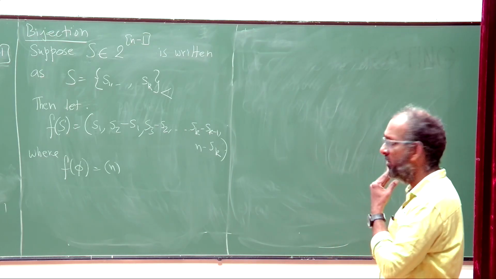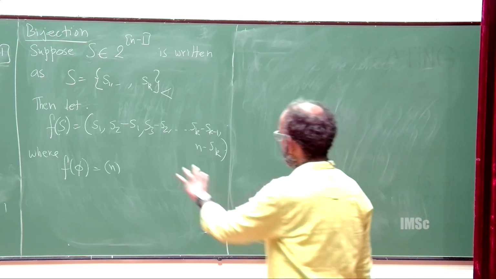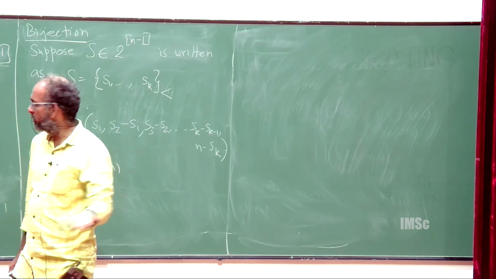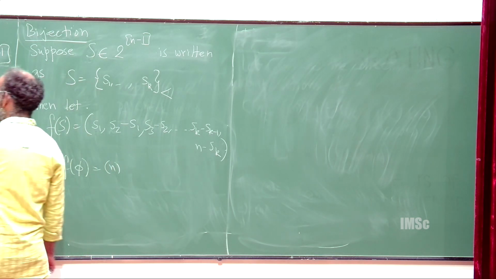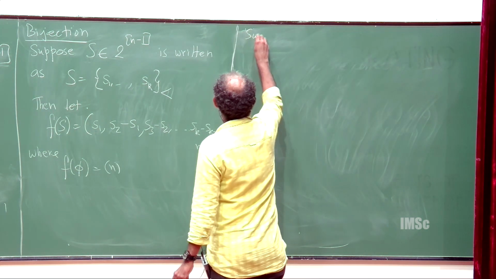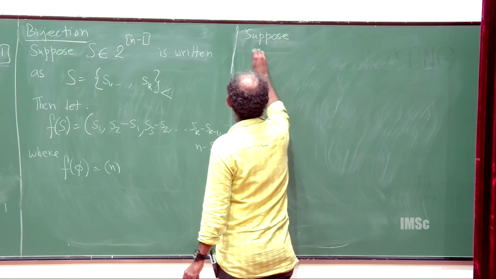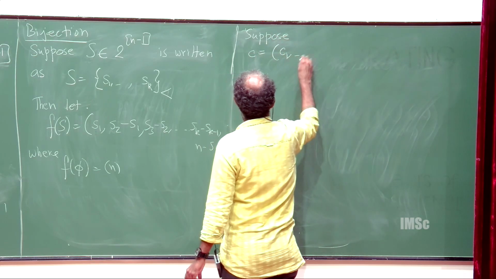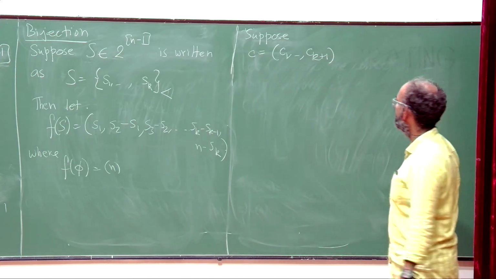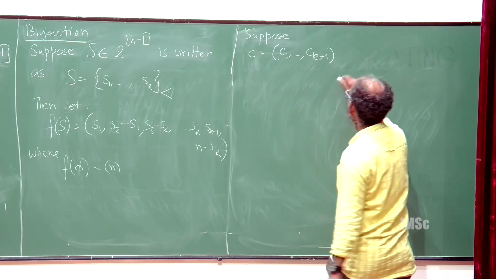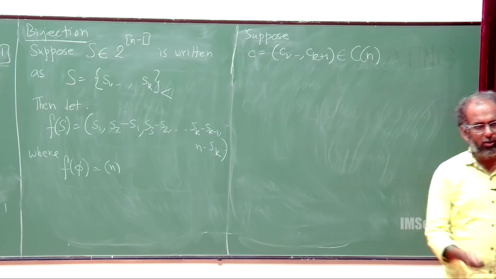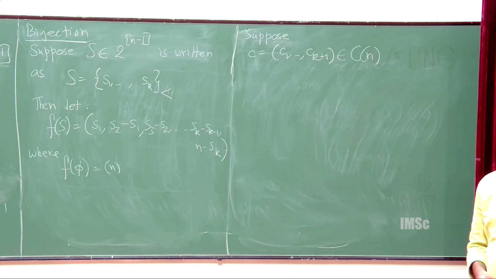Let's think about how the inverse works. So we have all this data, right? Now suppose, can you sort of go backwards? Suppose C is C1 up to C(k+1). Let's say k plus 1 because I want to build back something, a subset of size k, in C of n. So how will you construct this subset?